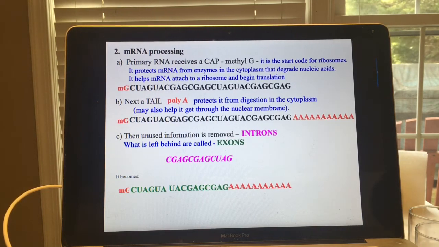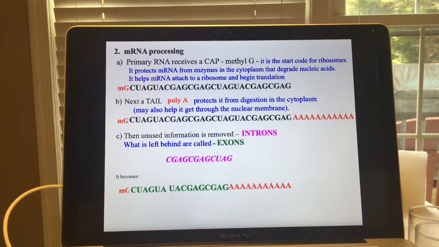So the final mRNA molecule is actually shorter than the primary RNA transcript because of all the introns that are pulled out. It's sort of like, if you write an essay and your teacher says, oh, you've repeated yourself a bunch of times, you need to edit some things out and make it shorter. And usually that's the better essay. Well, in this case, the introns are removed.